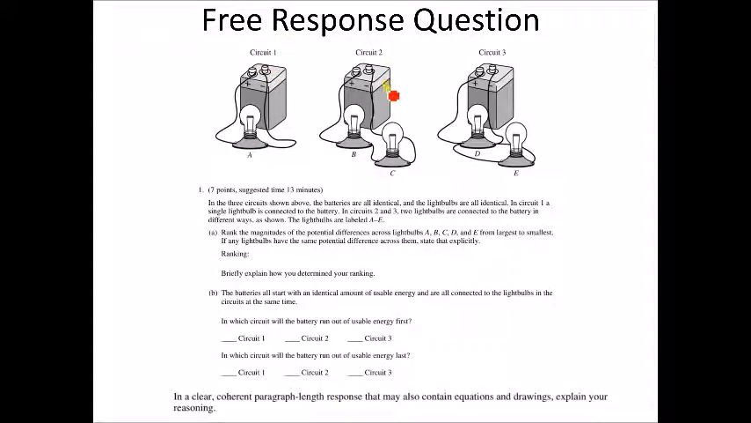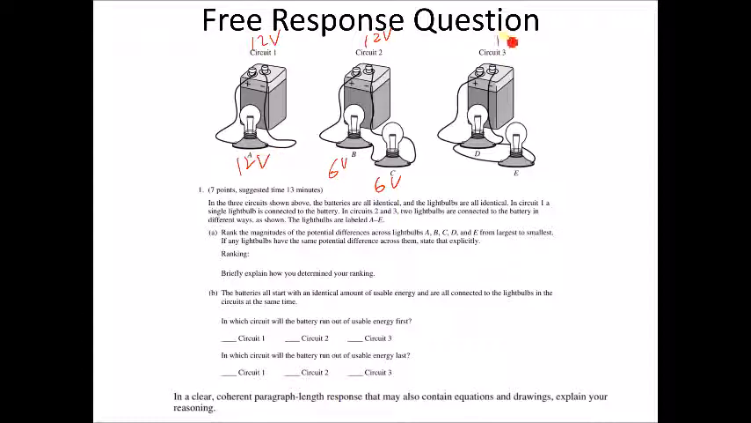Circuit 2 rather, is a series circuit with 2 light bulbs hooked in series with each other. If this were a 12-volt battery, the sum of the drops across B and C have to sum up to be 12. Since they're identical bulbs, this would be 6 volts and this would be 6 volts. Remember, if this were 12 over here, the drop here would have to be 12.